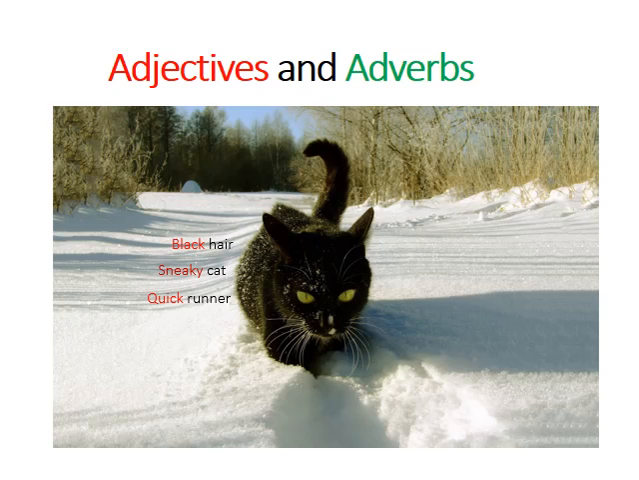It describes a person, a place, a thing. Really just a person or a thing, the thing being the cat. And quick describes what type of runner the cat is. So those are adjectives. They just describe nouns.